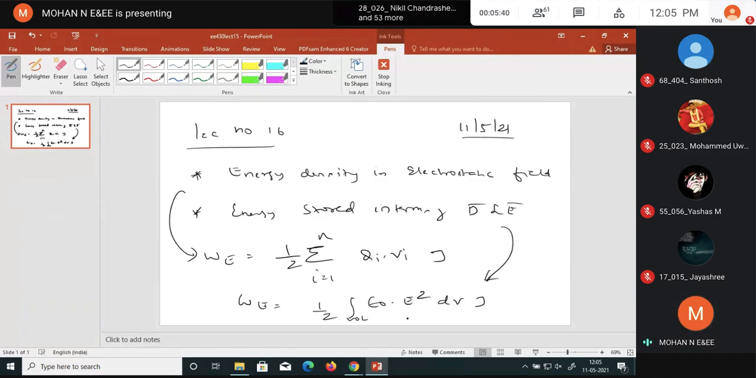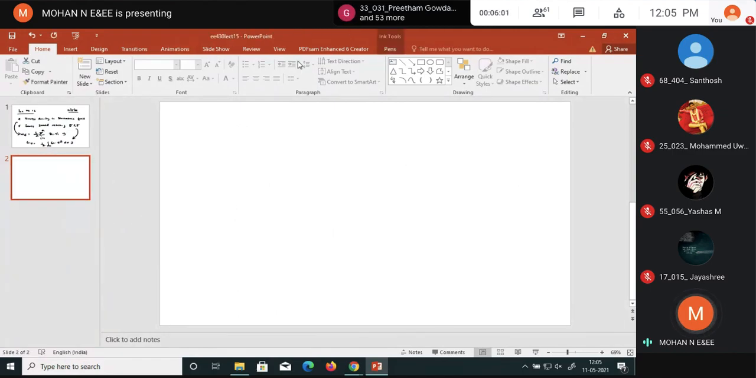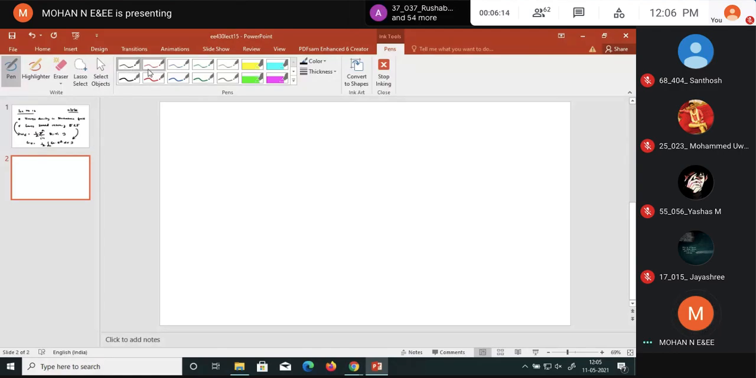Okay, find the next problem. Find the energy stored in a system of four identical charges of 4 nanocoulomb placed at the corners of a square of side 1 meter.